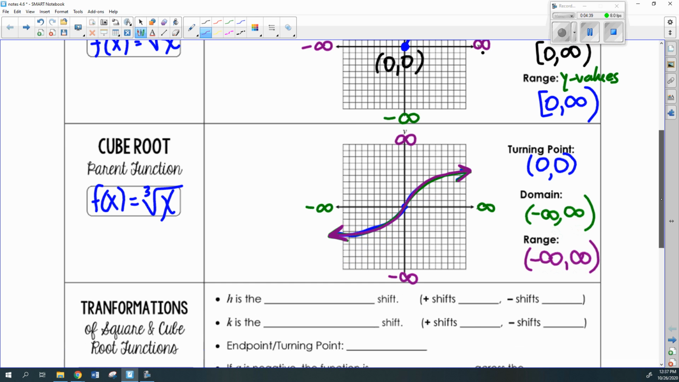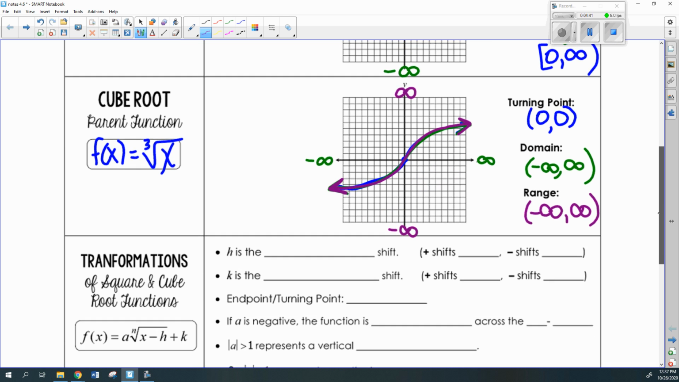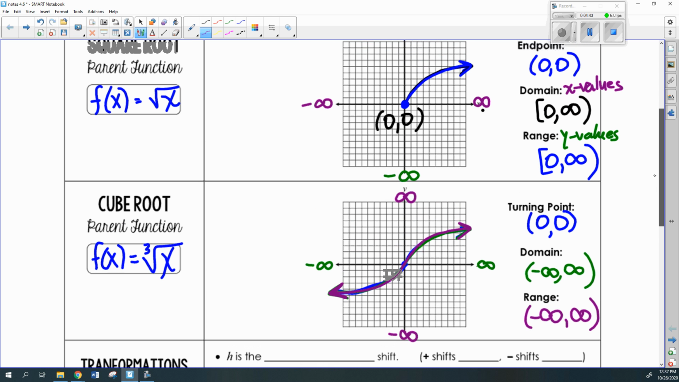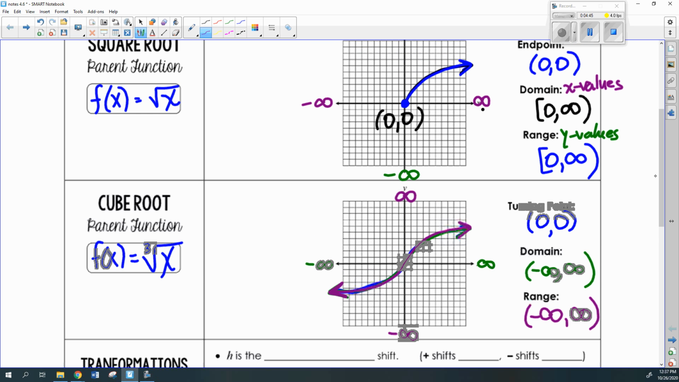The next thing we talked about was transformations, all right? And that means what does it look like? What does the function look like when we shift the graph, whether it's the turning point or the end point, whether we shift it right, left, up, down, reflect over the x-axis, vertical stretch, or vertical shrink.